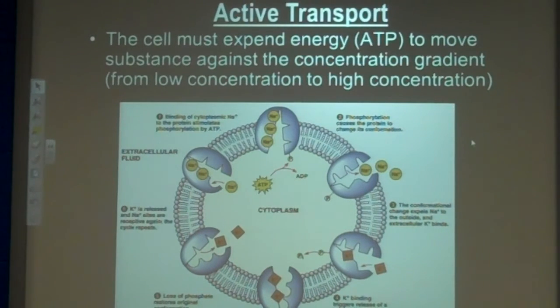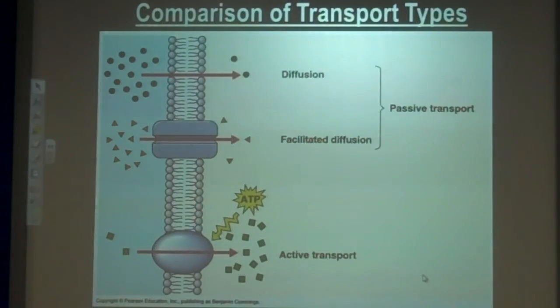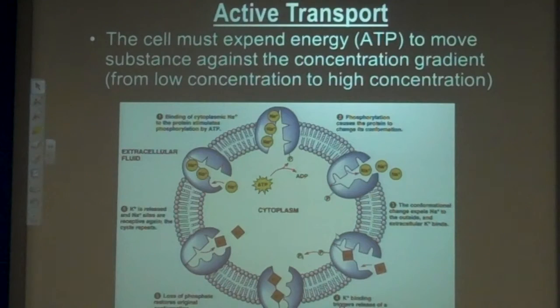I've even seen essay questions where you got a point from knowing that it's 3 sodiums going out for every 2 potassiums coming in. Potassium is released. So this is the inside of the cell. Potassiums are coming in, sodiums are going out. So 3 sodiums out for every 2 potassiums coming in. Got it?